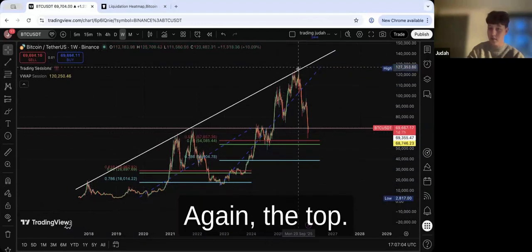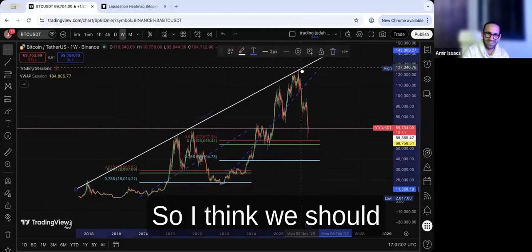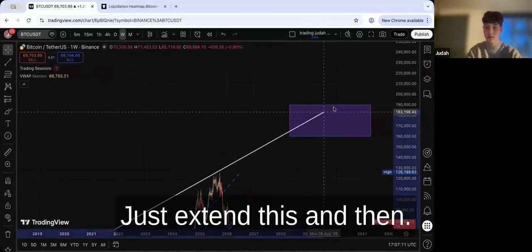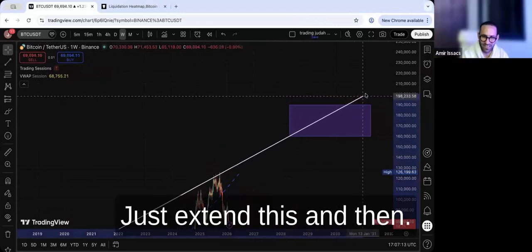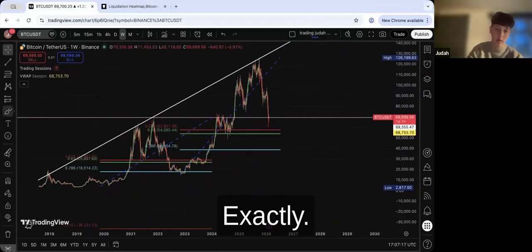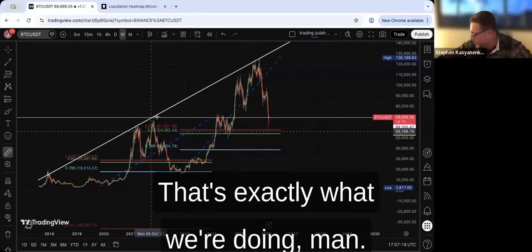Here again, the top. So I think we should follow this trend line. Just extend this. Okay, and see how long it took last time. Yeah, right. Exactly, brother. That's exactly what we're doing, man.